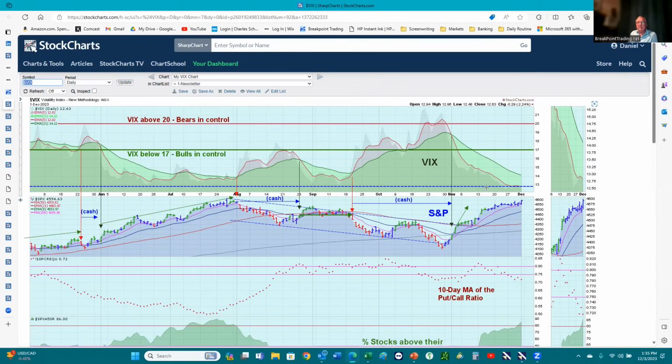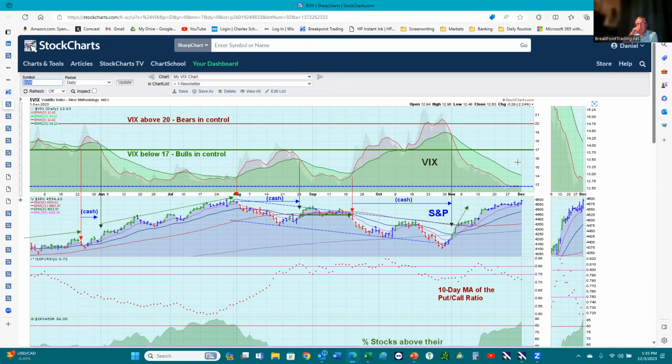The other thing about the VIX, by the way, is the last time it was this low, you know when that was? It was 2019. Almost exactly the same time of year, end of November, beginning of December 2019. The market gained 11% from that low through the end of January. And I mentioned on the last one, we're about 5% away from all-time highs.